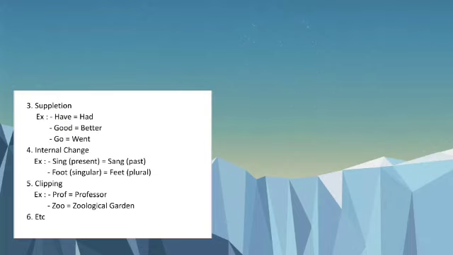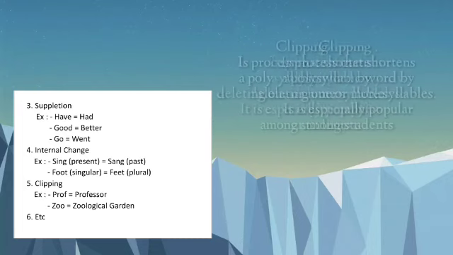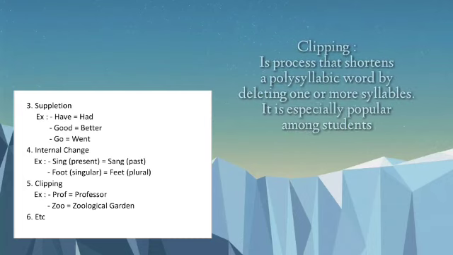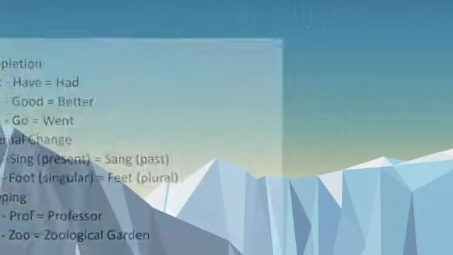The last one is clipping. Clipping is a process that shortens a polysyllabic word by deleting one or more syllables. It's especially popular among students. Examples: prof is professor, zoo is zoological garden. Okay, that's all from me.